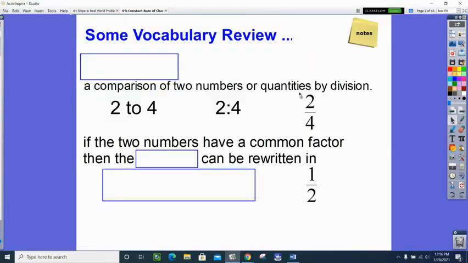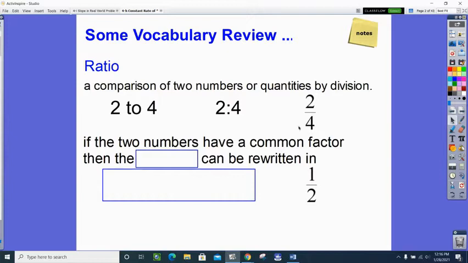So before we go anywhere, let's just review a little bit of vocabulary. I have some words hidden here. What is this called? A comparison of two numbers or quantities by division. I'll give you a clue. It begins with the letter R. And hopefully you remember that that is a ratio. So 2 to 4, 2 to 4, 2 over 4. These are all ratios. Yes, a fraction is a ratio comparing a numerator to a denominator.